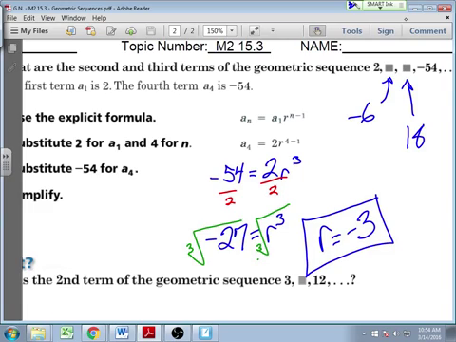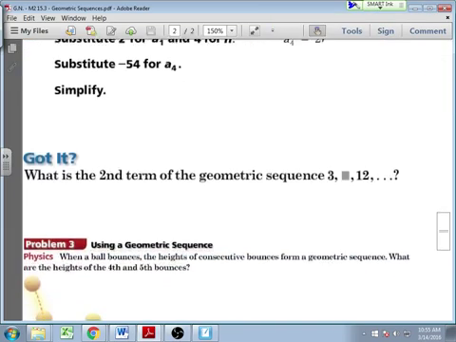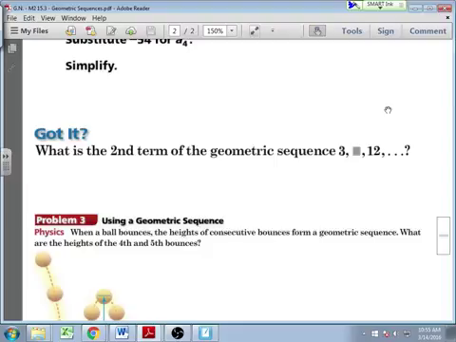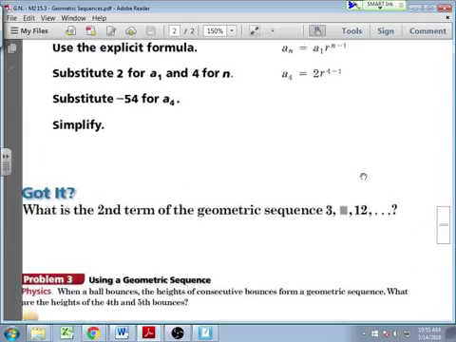Any questions on what we did there? Set up your explicit, plug in everything you know, solve it for what you don't know. No issues. Try your got it. Even if you can figure it out in your head, try your got it using the method where we write out our formula and solve it. So you know your first term and then you know your third term. I'm actually going to work above here.